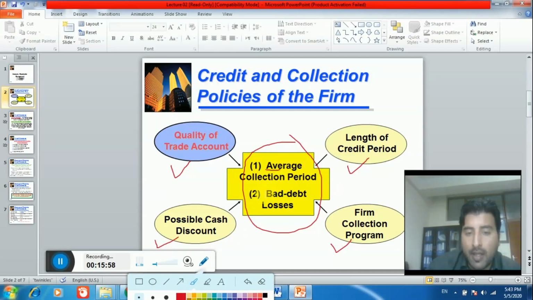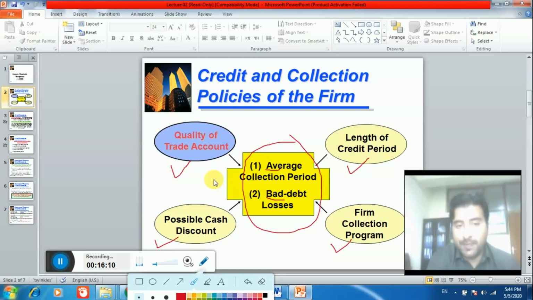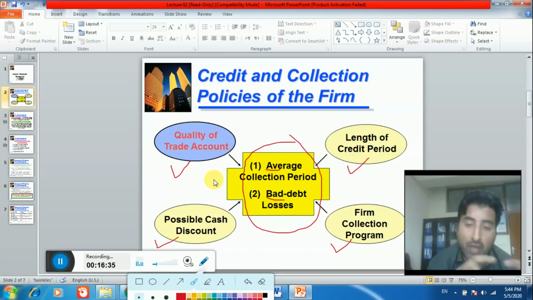The second is that there are chances of bad debt losses. Let me give you an example. If you are selling to somebody and you do not care who he is, if you are not looking at the quality and creditworthiness, then there is a possibility that the customer may not pay you on time, or maybe he will pay you in 40 days. You have given him 30 days, but he pays you in 40 days or in 2 months.